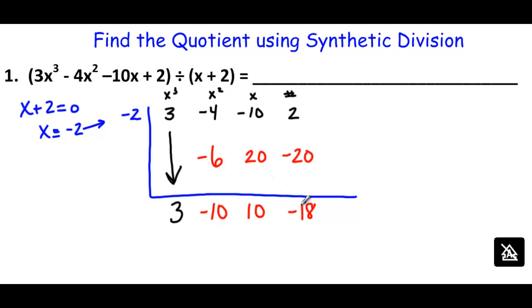So how does this help us? Well, this last number is always our remainder, and then we go backwards from there. We have our remainder, our numbers, our x's, and our x squareds. We should always get a term one less than what we started with because we're dividing by a linear function.